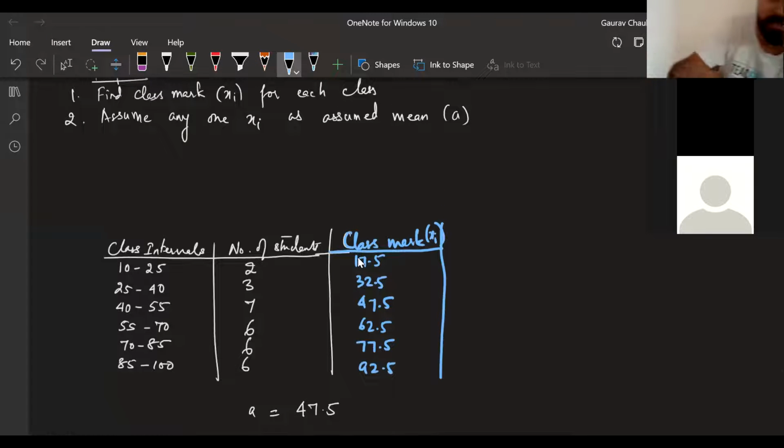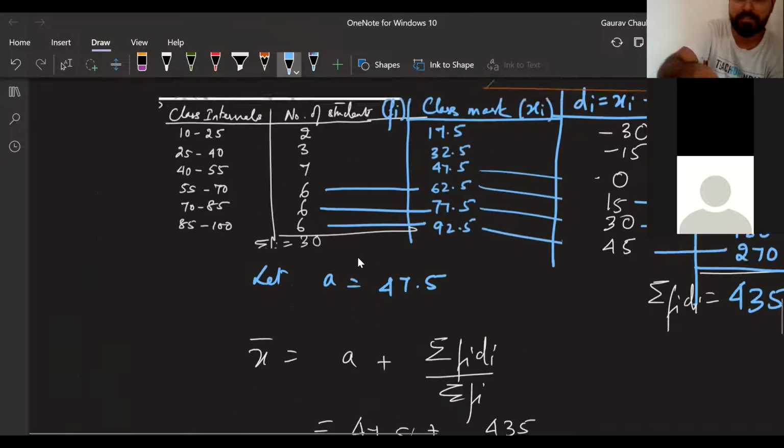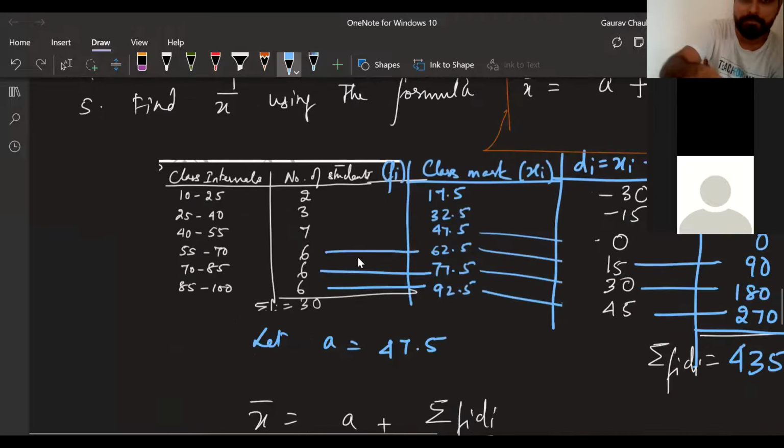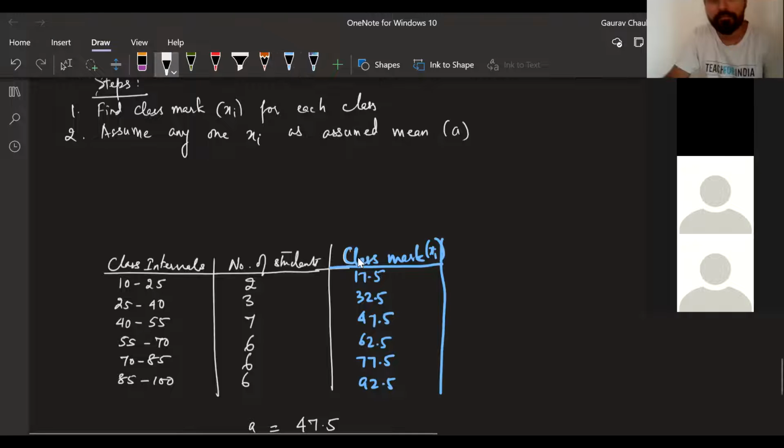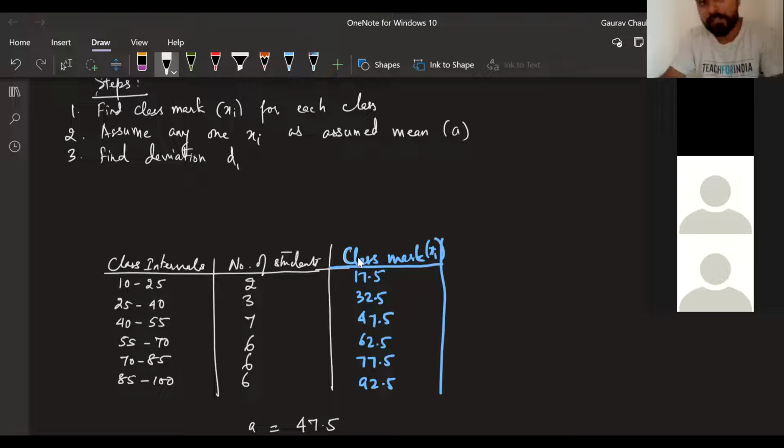Okay, the third step is also the same. Deepak, can you tell me the third step in assumed mean method? What's the third step? Sir, the third step was to find the deviation. The word comes from deviate. Find deviation. Di is equal to what? How do you find it? Class mark minus assumed mean. Find deviation di is equal to xi minus A for each class.